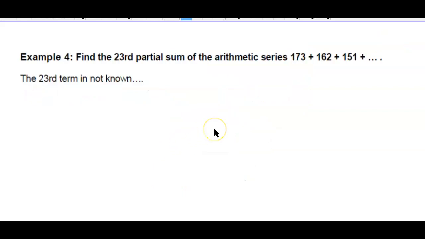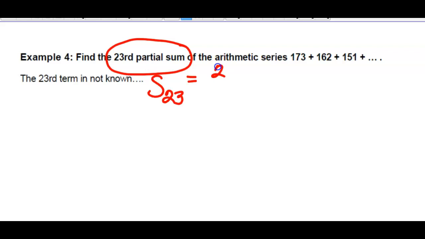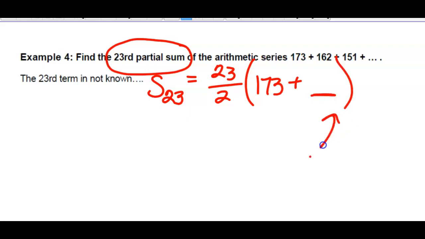The next one says find the 23rd partial sum. This sounds confusing. It just means you're not going to add up every number. You're only going to add up the first 23. Okay. So this means the sum of the first 23 terms. So you're going to have 23 divided by 2 times the first term plus the 23rd term needs to go in here.